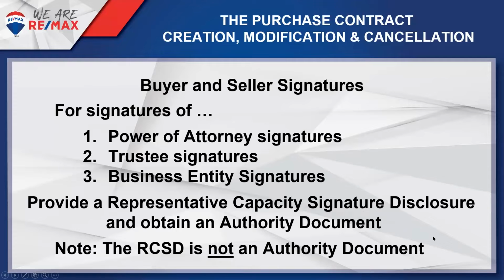In my example, we would have to have a statement, probably signed by Bob Smith, authorizing Bob Smith to bind the company to a real estate transaction. Hope that makes sense to everyone. There is a lot of confusion about representative capacity signature disclosures being authority documents. They're not. We need copies of trusts or the certificate of trust, or we need a copy of a power of attorney for these other entities.